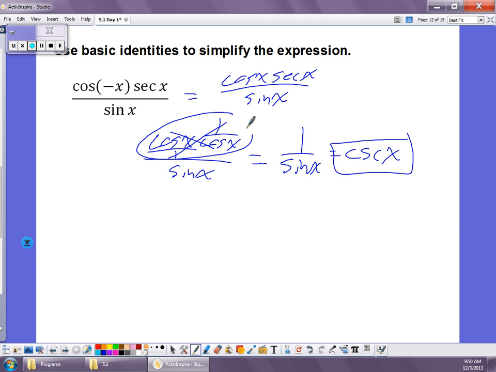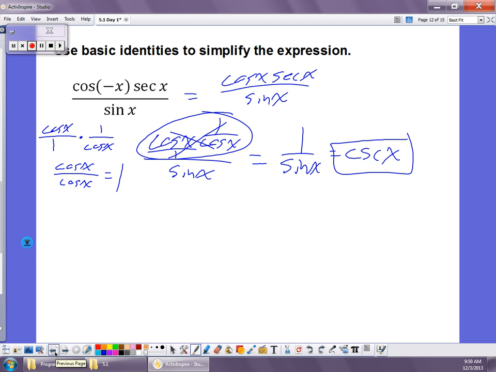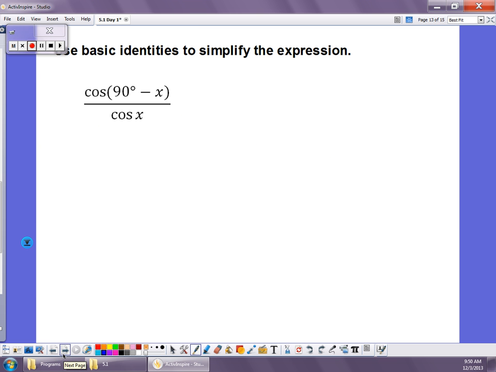What's in here is cosine x times secant x. So it's cosine x over 1, times 1 over cosine x. So you'd get cosine x over cosine x, which equals 1. All right? Yeah, exactly. Secant is 1 over cosine. All right, last one we're going to look at.